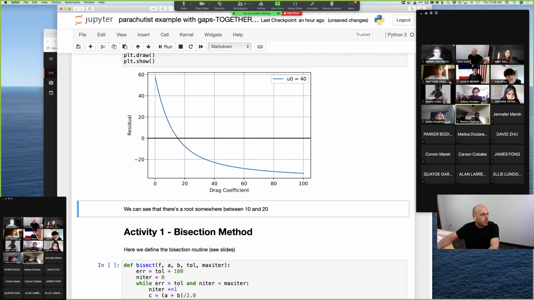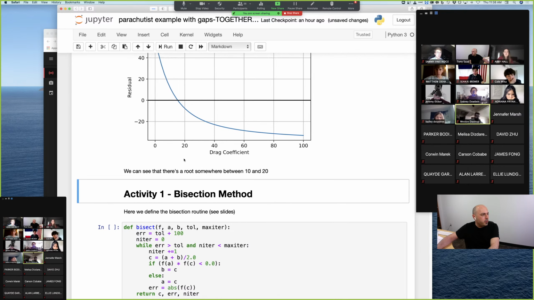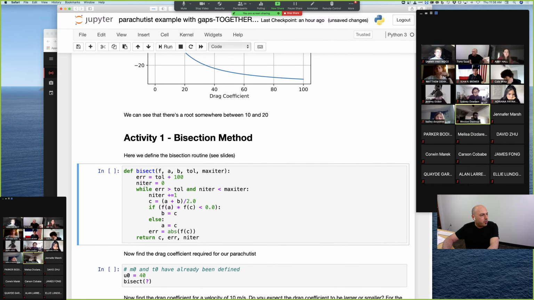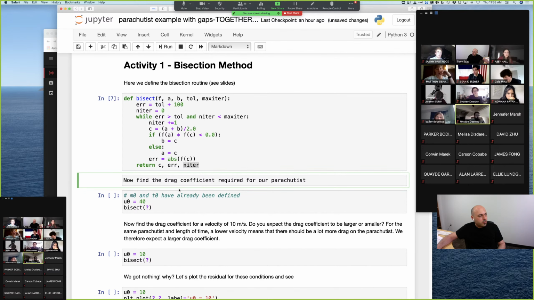We plotted it with respect to the drag coefficient, and we know that there's a root somewhere here, probably, I don't know, around 15 or something, okay? All right. So now we're going to choose our interval, as we know that there's a root between 10 and 20, so that's going to be our interval. Here's your bisection method. We discussed it in the slides. I just defined bisect, residual function, A, B, tolerance, maximum iterations, and it returns the root, the error, and the number of iterations, okay?